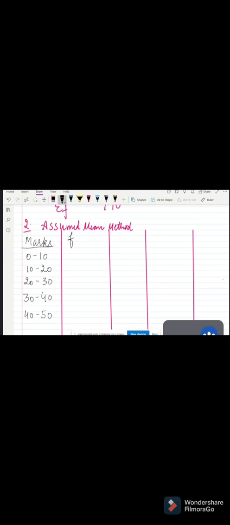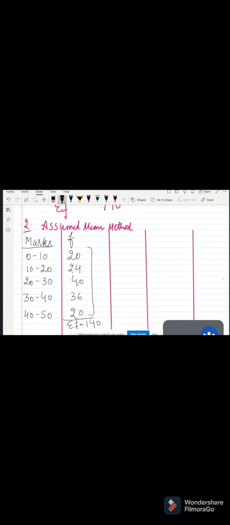Frequency is also given, that is 20, 24, 40, 36, and 20. And the total of frequency is 140. By adding all these items we get the total of frequency, that is 140.